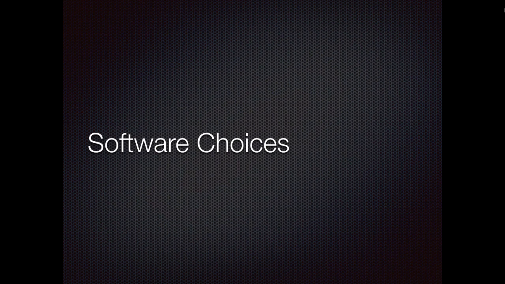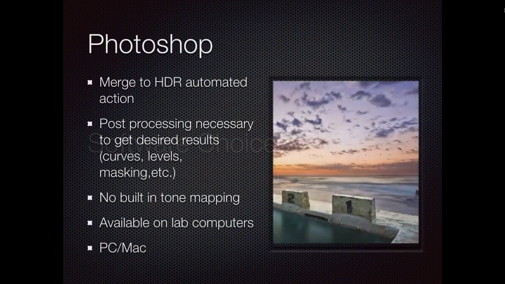We have a couple of software choices for how we process this. Some are expensive, some are not. Photoshop is obviously what we're discussing in this class. It would be really bad of me not to teach you how to do this in Photoshop. Merge to HDR is an automated action, so it's actually pretty easy to create these. The post-processing is necessary to get whatever your desired results are. You have to do something more; it's not going to automatically do it for you, and we're going to talk about that. There isn't a built-in tone mapping feature, so you have to do your own tone mapping. It's not as easy as a couple of little sliders. But the good news is it's available and free for you to use on the lab computers. If you want to buy your own, obviously it's expensive.